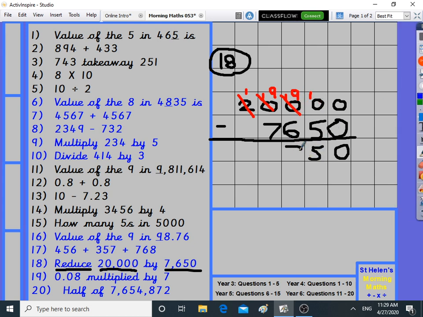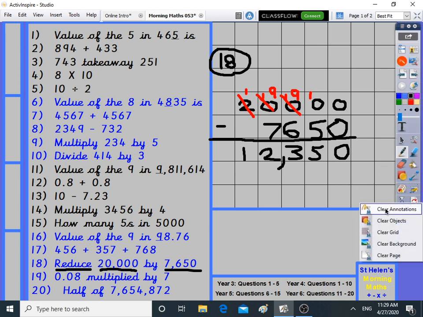9 take away 6, 3. 9 take away 7, 2. And just a 1 at the front. What is that? 12,350. Commas go 3 from the end if you have them. 12,350. Just checking over that. Pause if you need time to copy. And we'll move on to the next question.